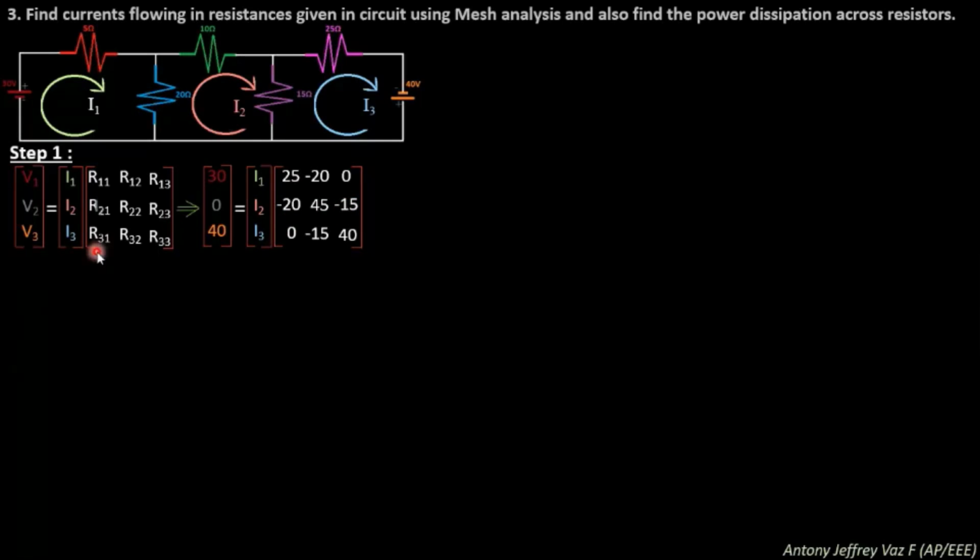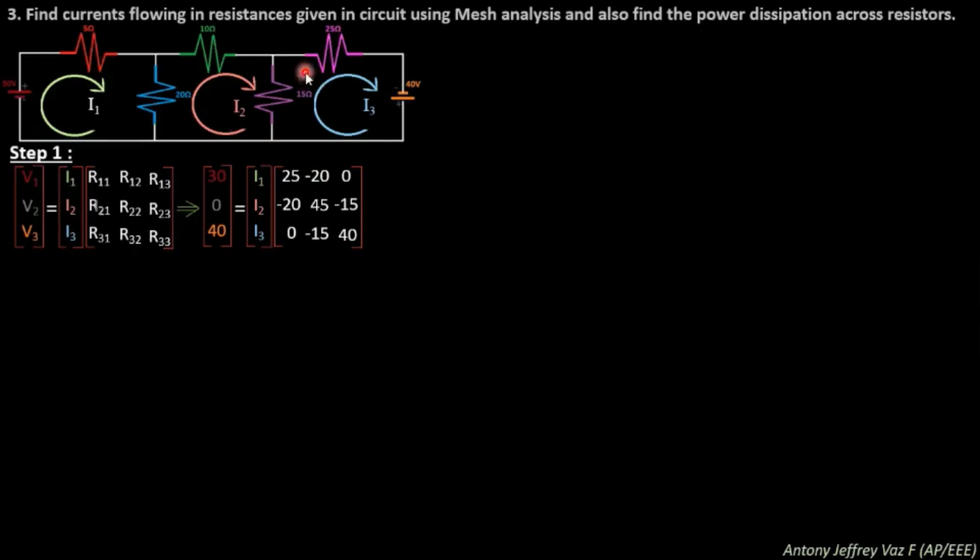Next, for loop 3, what you need to see is the current direction V3. For V3, you see the current I3 is from the negative terminal of the battery towards the positive terminal of the battery. So there is a rise in potential. So you will be getting plus 40 volt. So put plus 40 volt over here and then put I3 over here.